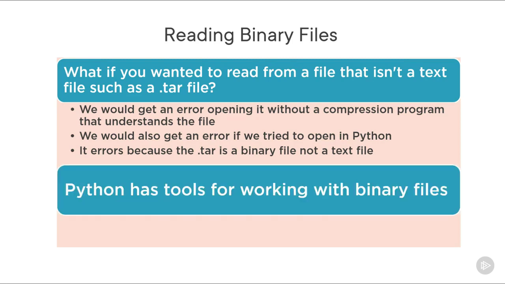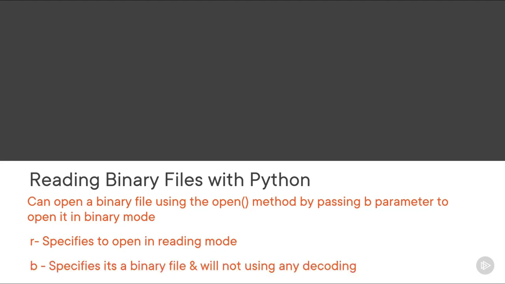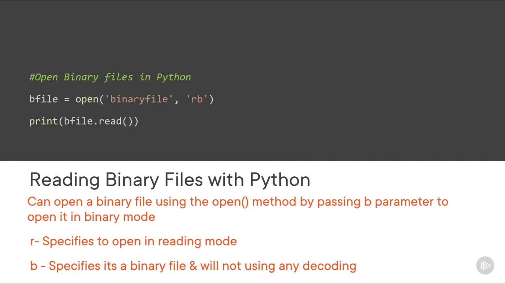Now, Python does have tools for working with binary files. And so we can actually open binary files using the open method. And what we do there is we pass the B parameter when we open the binary file. And so we can also specify the R parameter to specify that it's in reading mode. Now, when we use the B, we're specifying that it's a binary file, but we're also telling it not to use any decoding.